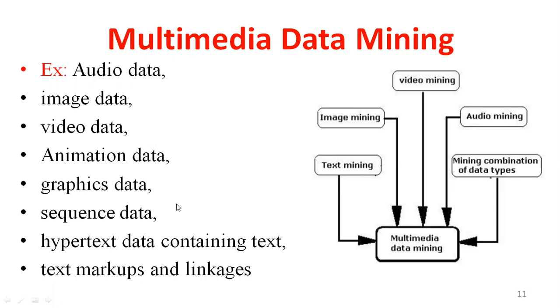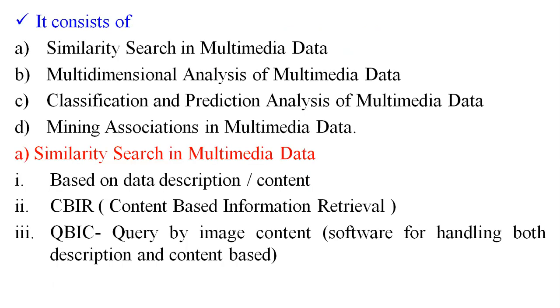We previously discussed the sequence data. And then hypertext, links. Hypertext data consists of some text, text markups, and then linkages. These are all called multimedia data. It consists of similarity search in multimedia data, multi-dimensional analysis of multimedia data, and classification and prediction analysis of multimedia data.